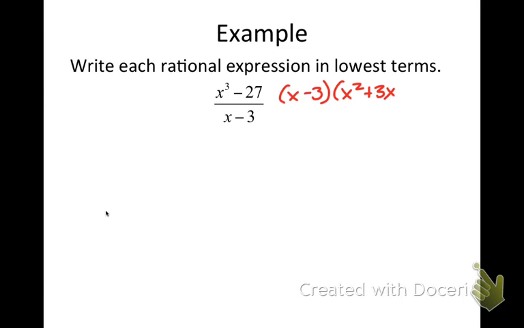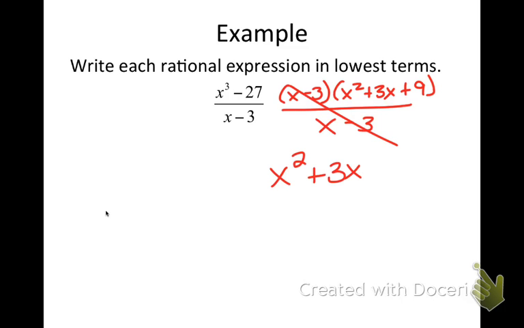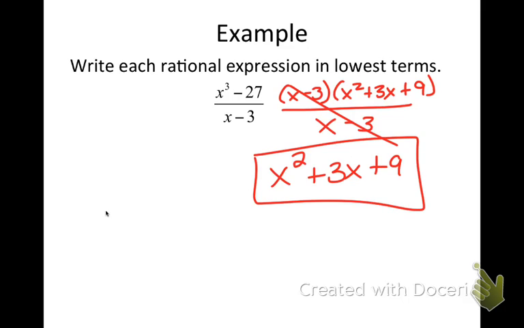Yeah, or just nothing. And I mean, sure, if you put the 1 there, that would be okay. Alright, just want to make sure. I would just leave it with the numerator. So you should be left with x squared plus 3x plus 9. Your x minus 3's would go away.